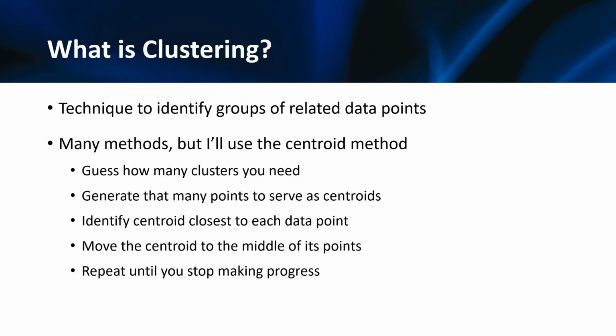First, you guess how many clusters you need, and those are groups of data points. For example, you might have customers, and just by looking at your data, think you might need 3 or 4 groups to adequately describe them. You generate that many points to serve as centroids, and then you identify the centroid closest to each data point. So a centroid is essentially a central data point, and it will be moved around based on the objects around it and that are associated with it. So you move the centroid to the middle of its points and you repeat until you stop making progress.